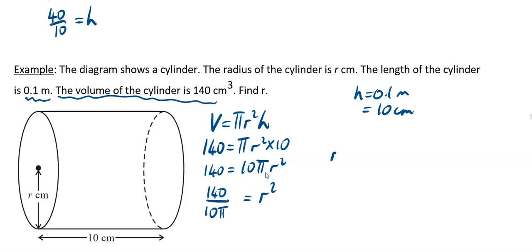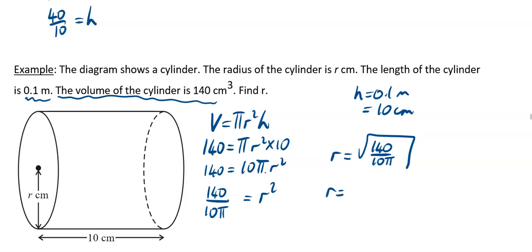Okay, now we have to reverse that squaring. So r is going to be equal to, the opposite of squaring is square rooting, and it was 140 over 10 pi. And then we do that on our calculator. So on your calculator, if you're using a half-decent Casio calculator, hit your square root button, and then hit your fraction button. So you should have now square root, and then two squares, blank squares inside. On the top square you put 140, and the bottom square you put 10, and then you hit your pi button.